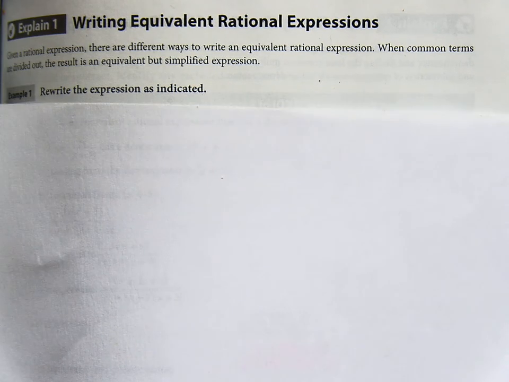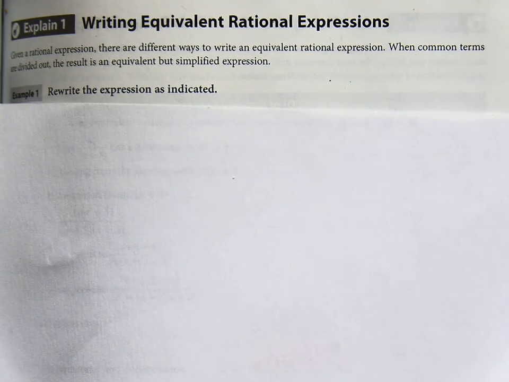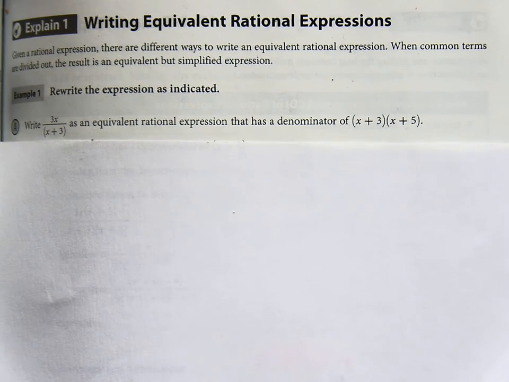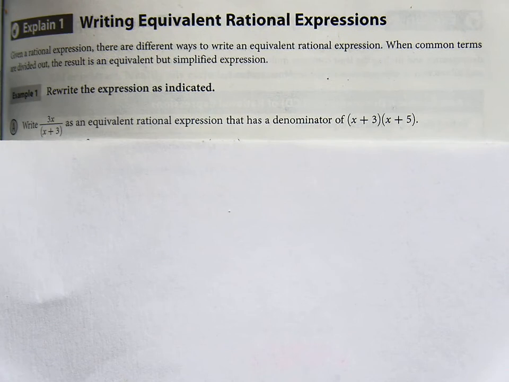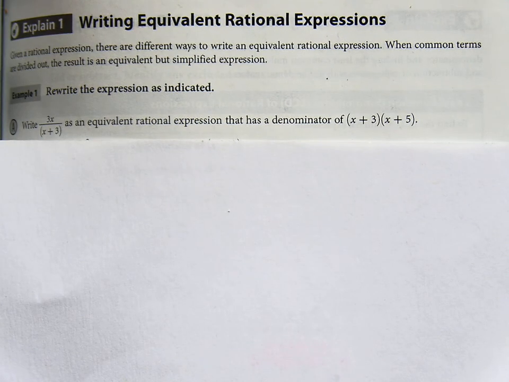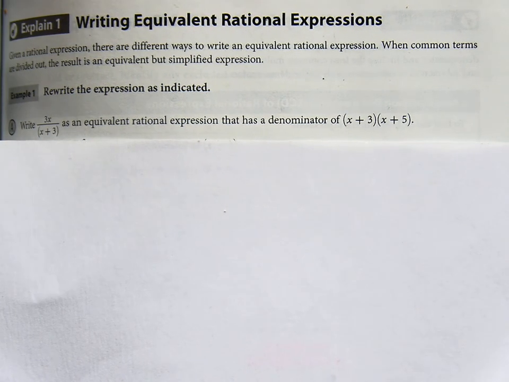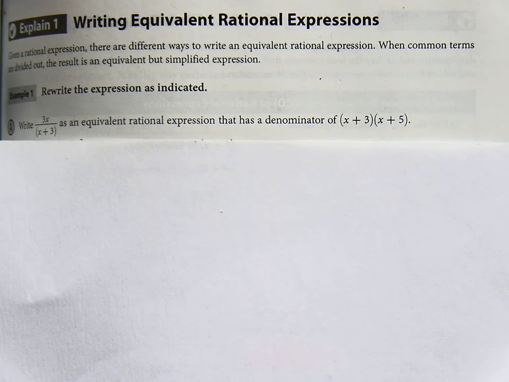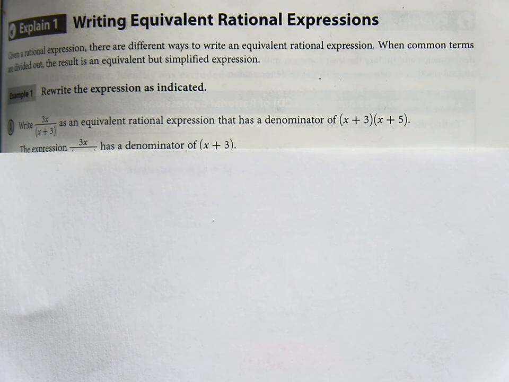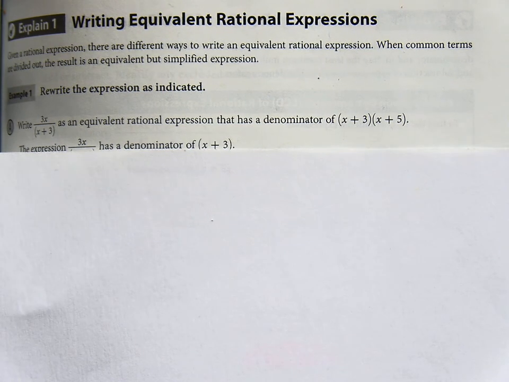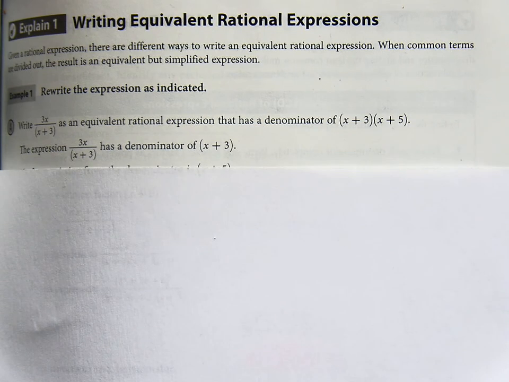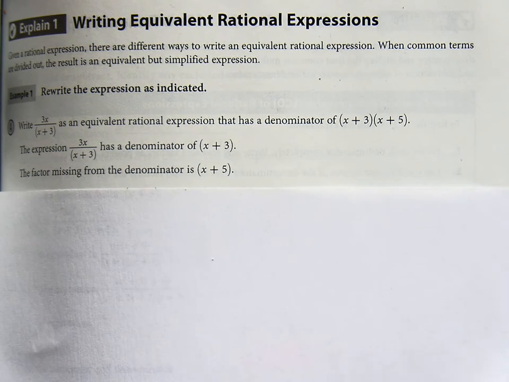of a fraction. So example 1, rewrite the expression as indicated. A, write 3x divided by x plus 3 as an equivalent rational expression that has the denominator of x plus 3, x plus 5. You have to look at the denominator that we have, look at the denominator that they want us to have, and recognize what is being added or simplified out. The missing factor is our x plus 5.